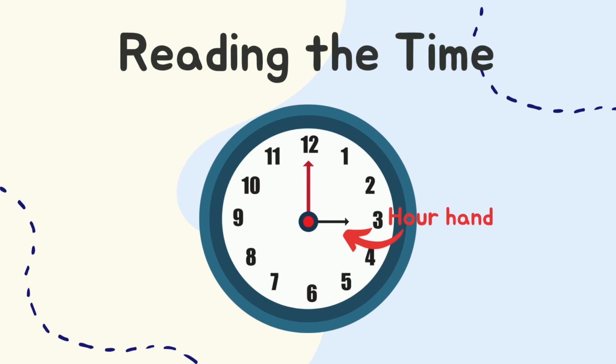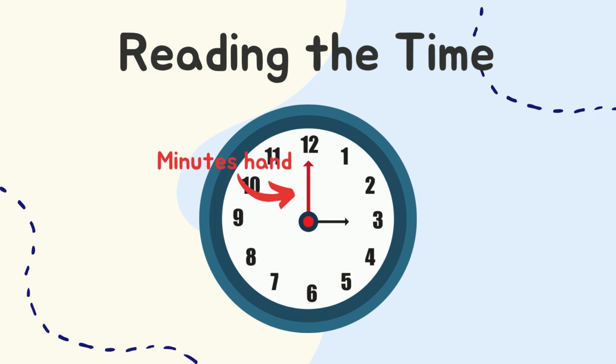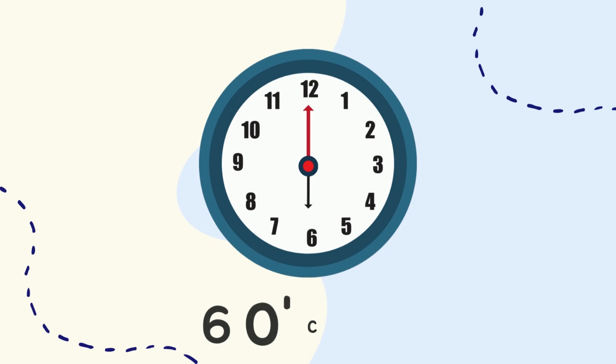Reading the time. Do you know how to read the time? On an analog clock, the slowest and shortest hand on the clock counts the hours. The longer hand counts the minutes. When the short hand is on a number and the longer hand is at a 12, it means the hour has just started. For example, take this image. The hour hand is on 6 and the minute hand is on 12, which means it is 6 o'clock.